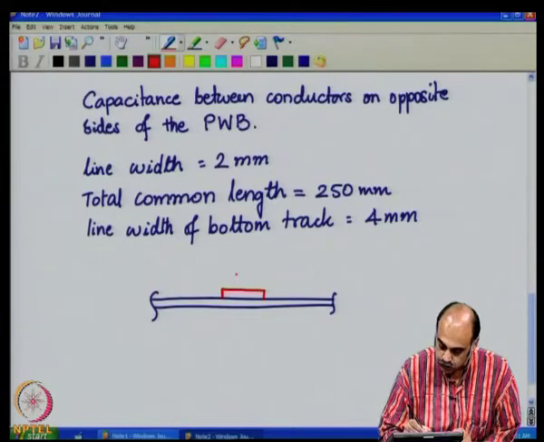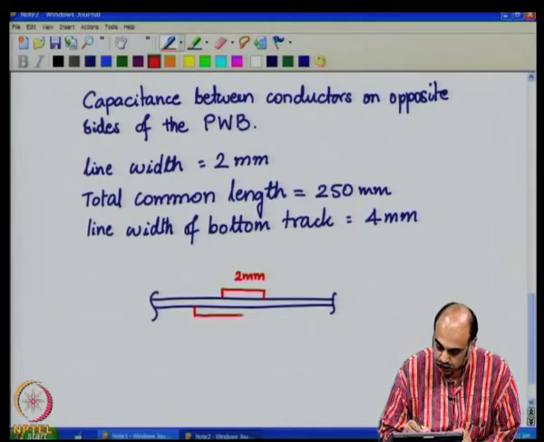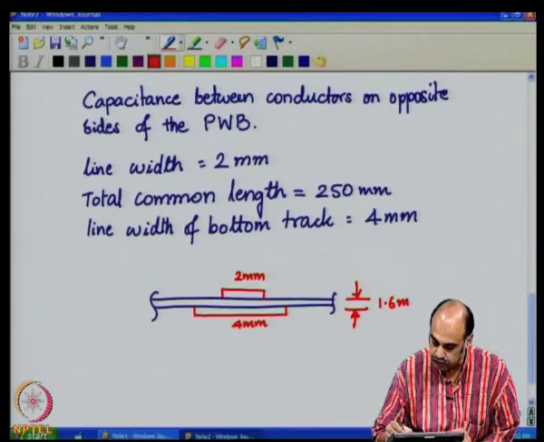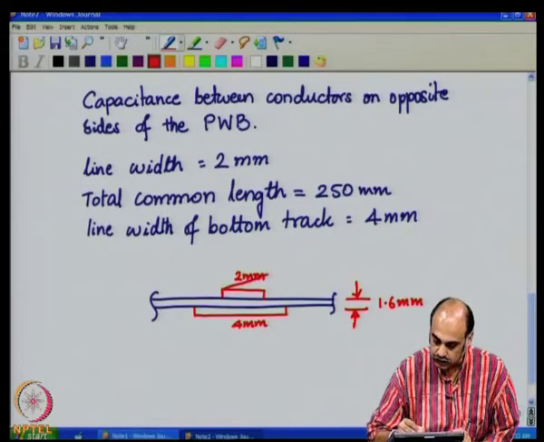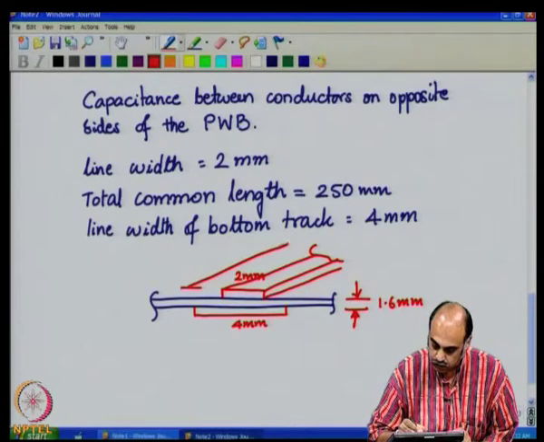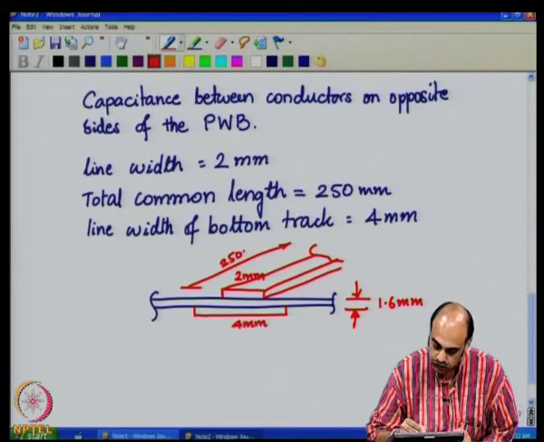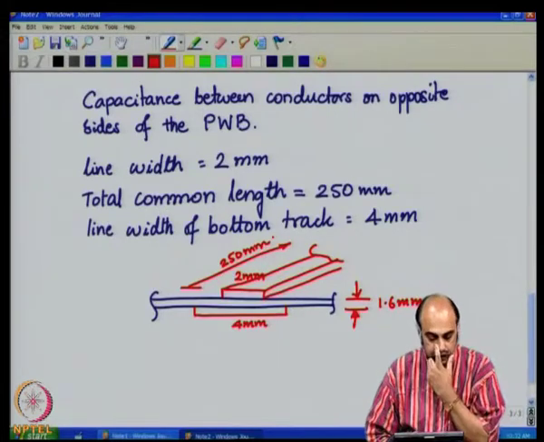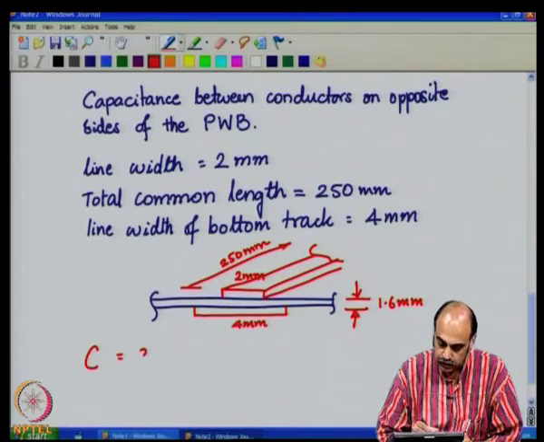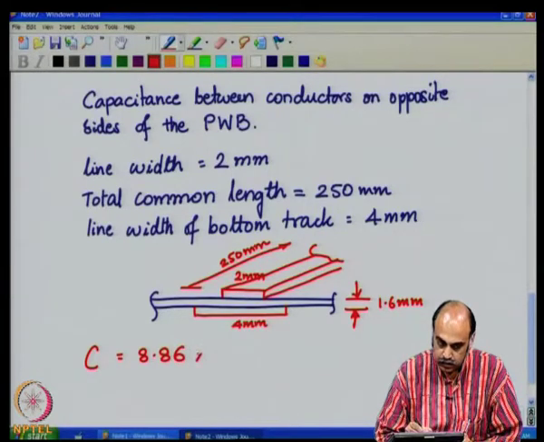So, you have a width of 2 mm, a bottom track of 4 mm, and you have 1.6 mm thickness, and the track runs for 250 mm long. So, this is the situation, and if you apply the formula 8.86 into 5.4, this is our epsilon r, okay.